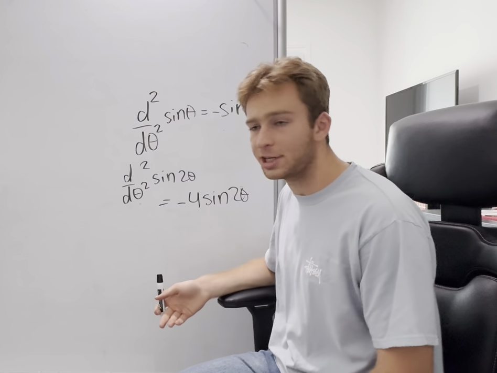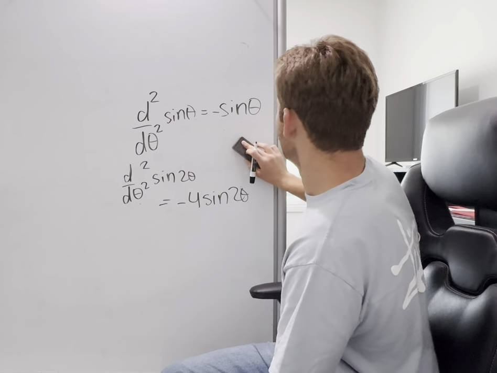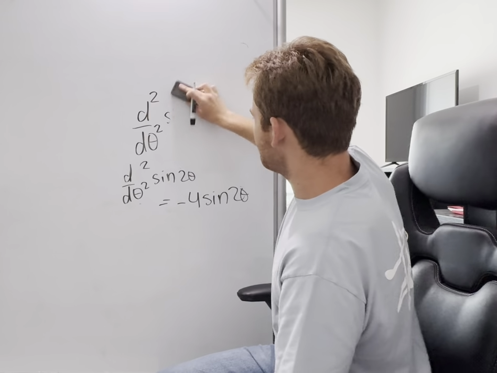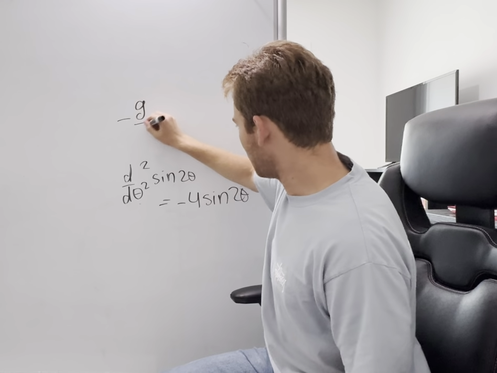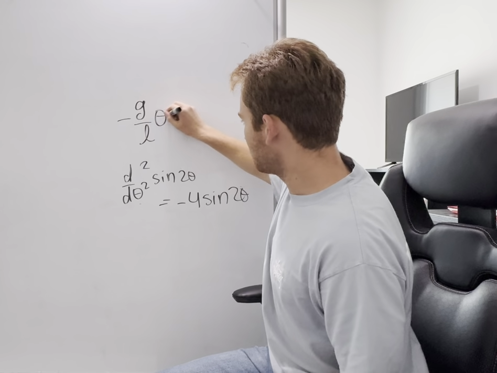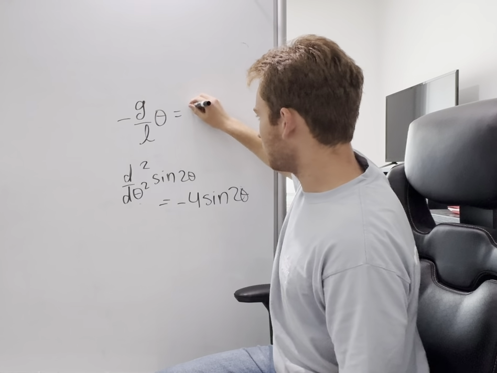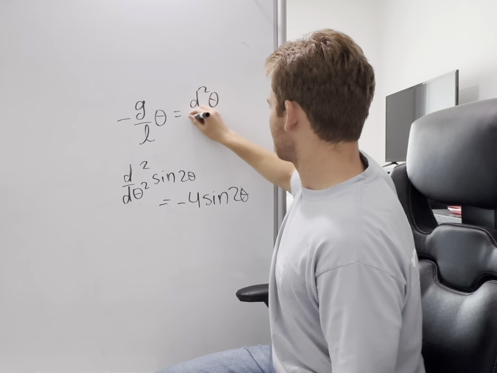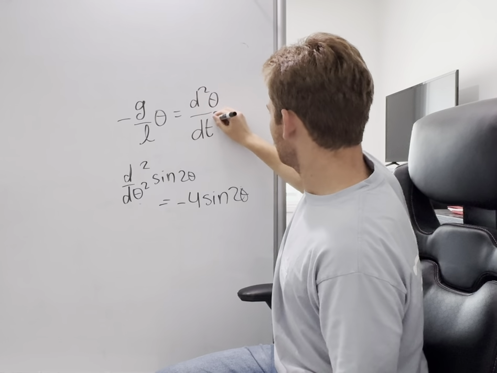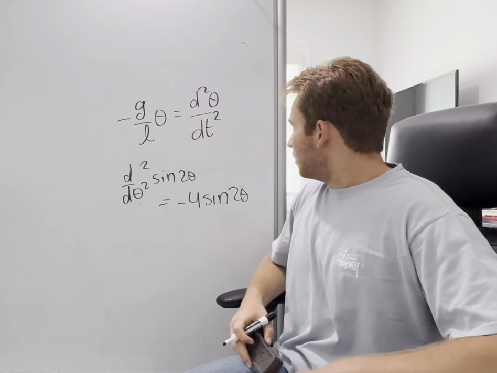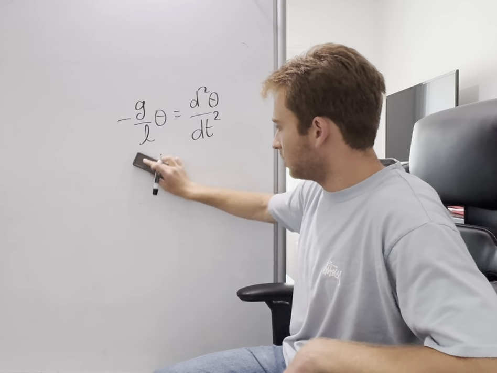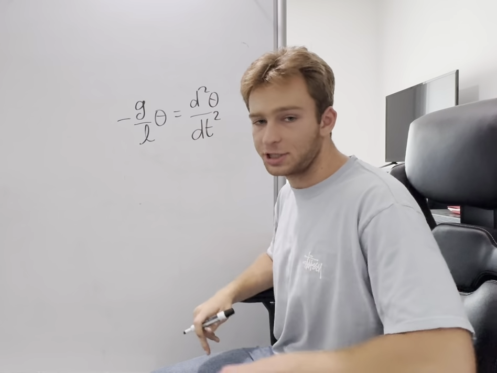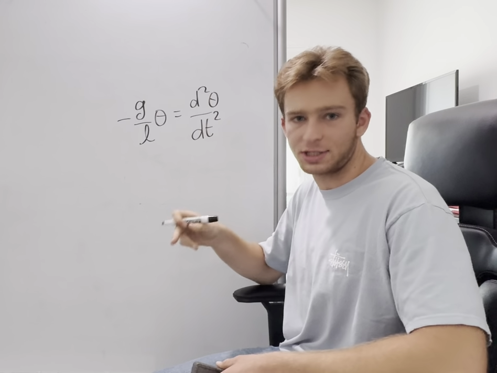Now we have all the tools we need to solve this differential equation. Recall that the differential equation we were trying to solve was negative g over L times theta is equal to theta double dot. I'll just rewrite it this way. It was this. Notice how this isn't squared. We actually want to take the square root of this, and that's going to be what's inside the sine of theta term.